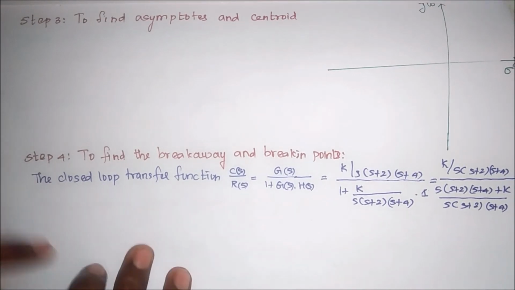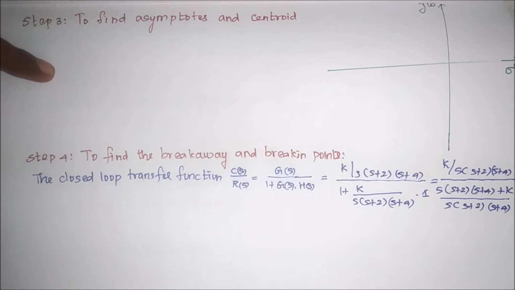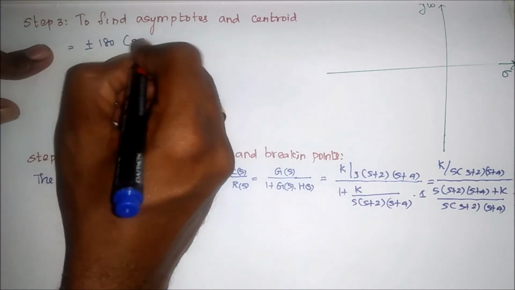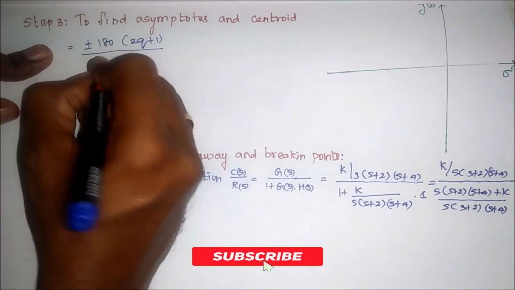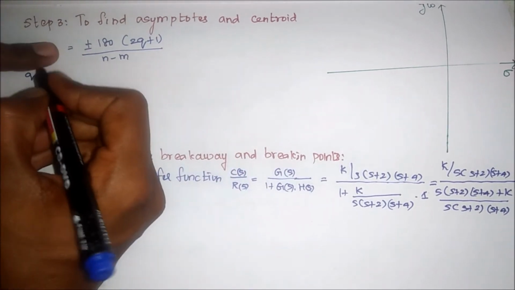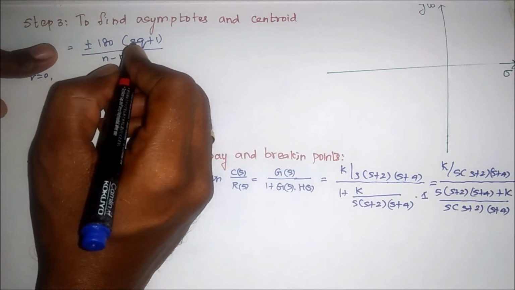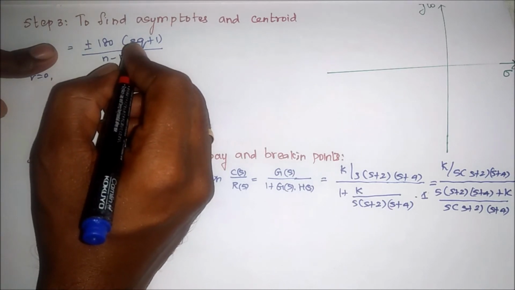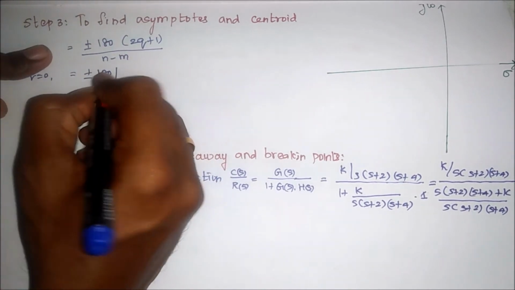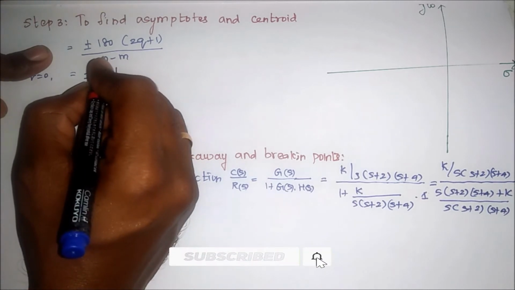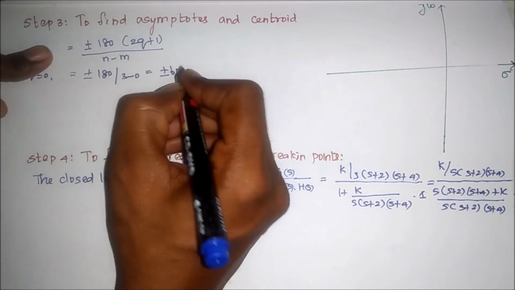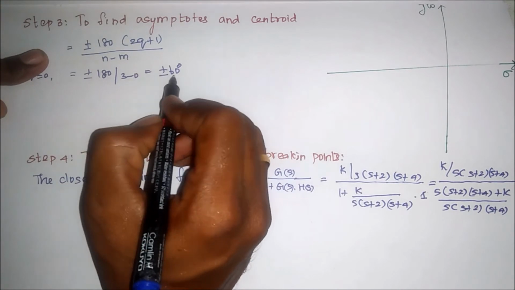Next we have to find the angle of asymptotes and the centroid. We know the formula used to calculate the angle of asymptote: angle of asymptote = ±180(2q+1) divided by (number of poles minus number of zeros). Now if q = 0, we substitute q = 0: 2 times 0 plus 1 gives 180. Therefore ±180 divided by, in the given problem, number of poles 3 and number of zeros 0. So the angle of asymptote equals ±60 degrees.